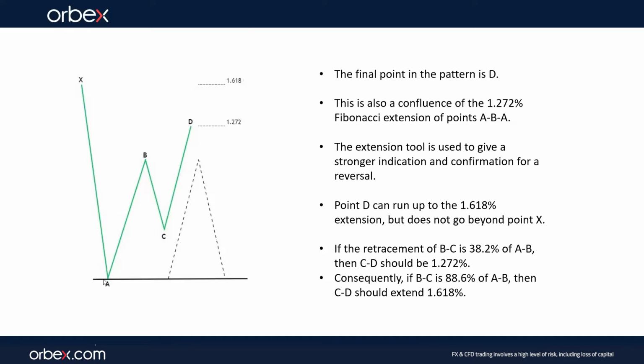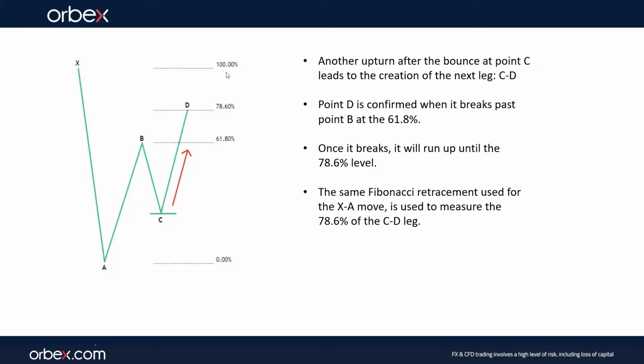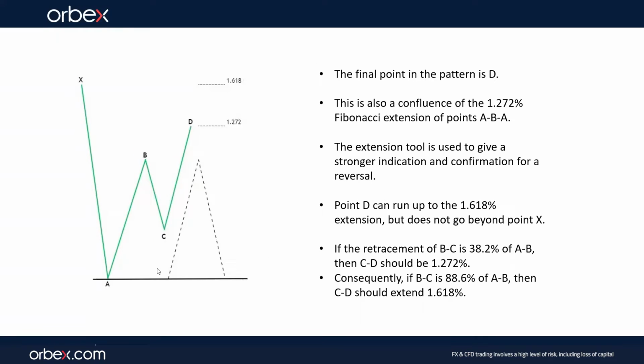So what we're doing here is we're not only looking at the retracement of the 78.6 of line X to A, we are also confirming this with the ABA extension tool to give us a clearer clarification of where point D is going to be exited and how it's going to be made.